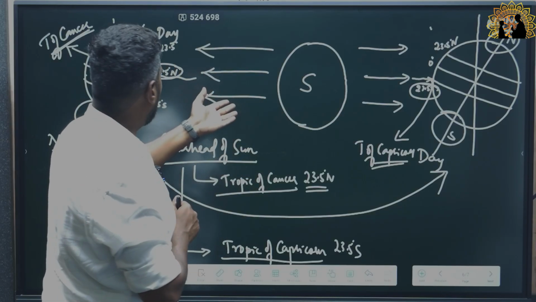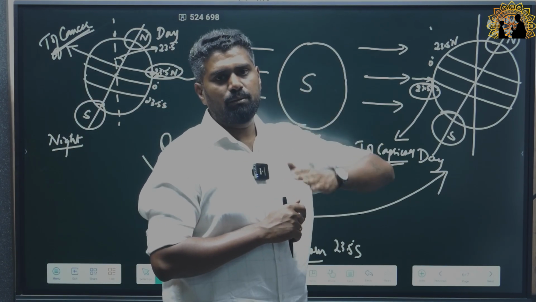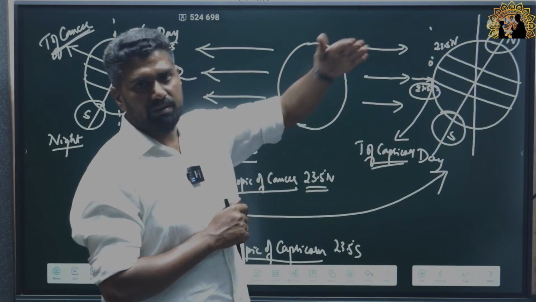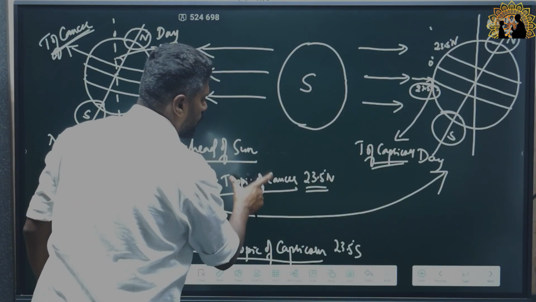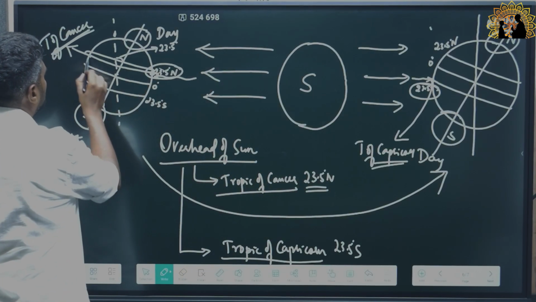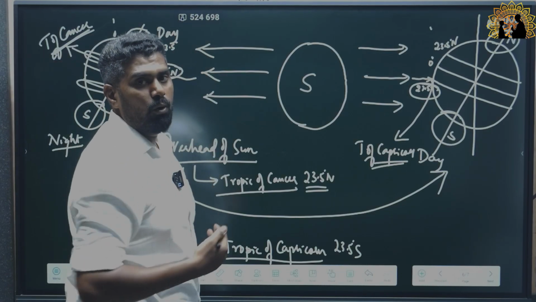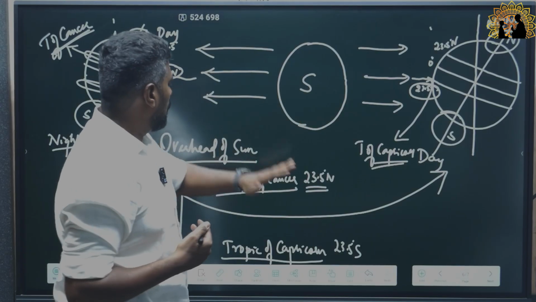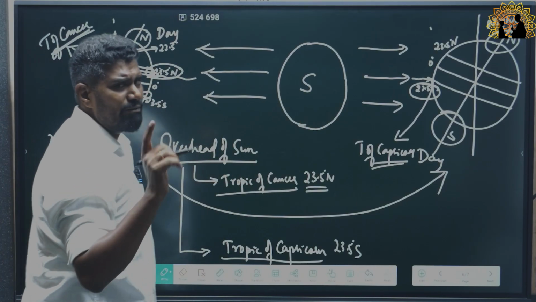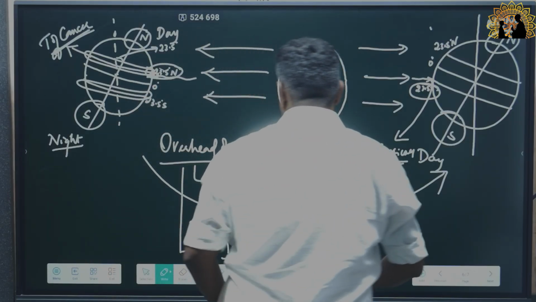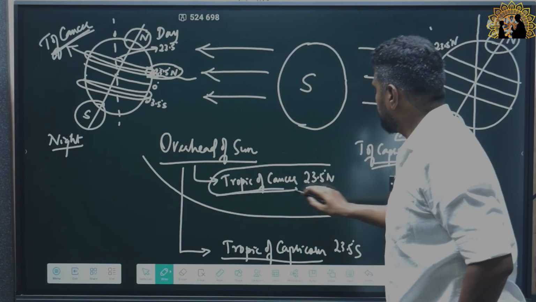I'm not talking about that one, but here I'm just telling you about the overhead of the sun, how it is going to be drifting from your Tropic of Cancer to Tropic of Capricorn. So this is where you will have two important latitudes within which your overhead of the sun is going to go to and fro. Alright, so that is why these two latitudes become very, very important. Okay, so this is what I wanted to tell you. So this is your overhead of the sun.